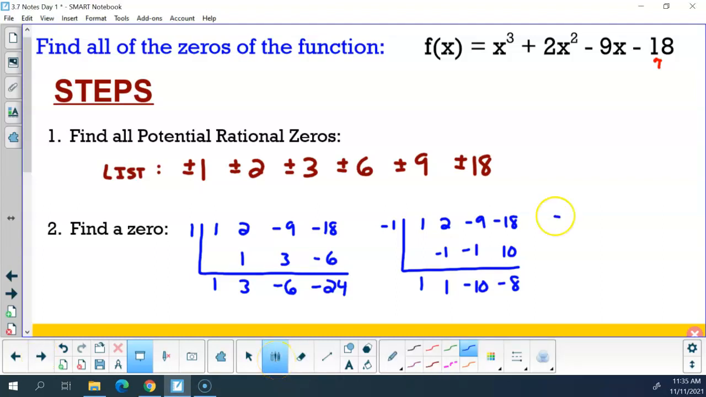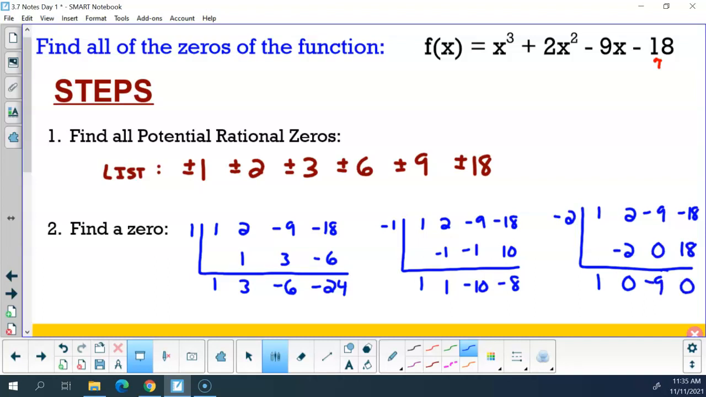So you said -2, Adriana? 1, 2, -9, -18 gets me 1, -2 is 0, 0 is -9, +18 is 0. Yes? Okay, so that is a zero.